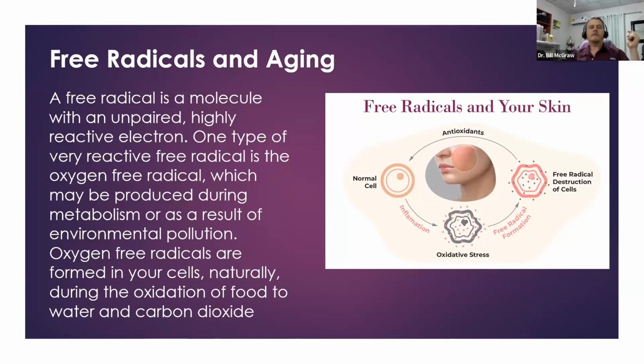One type of very reactive free radical is the oxygen free radical, which may be produced during metabolism or as a result of environmental pollution. So more free radicals are produced in the human body if we have more toxins or environmental pollution. However, the body makes free radicals naturally as we break down food. So it forms free radicals.